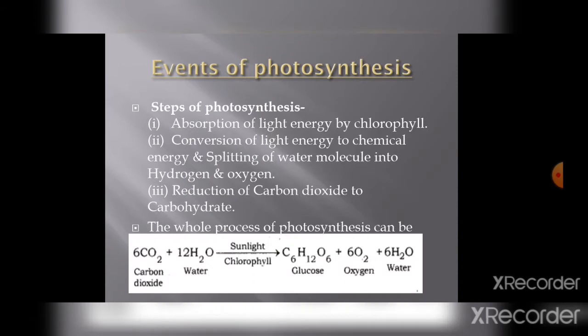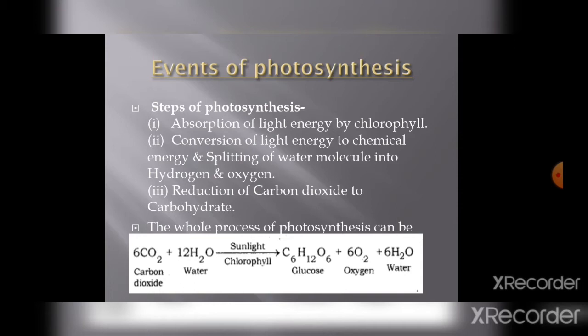There are three main events of photosynthesis, which is an important question. The first one is absorption of light energy by chlorophyll. The events necessary for photosynthesis mean first the light energy should be trapped by chlorophyll. The next one is conversion of light energy to chemical energy. As I said before, the light energy is converted into chemical energy here.